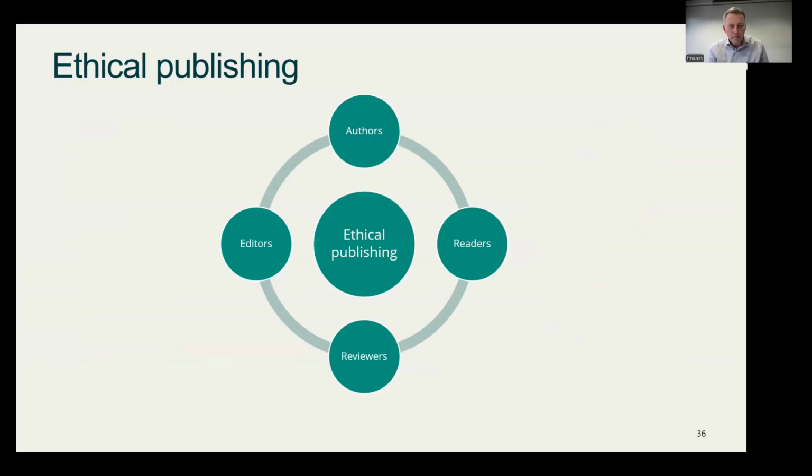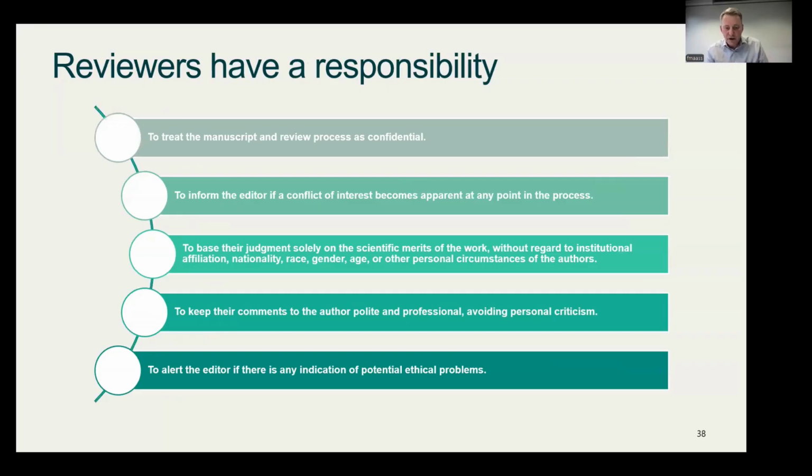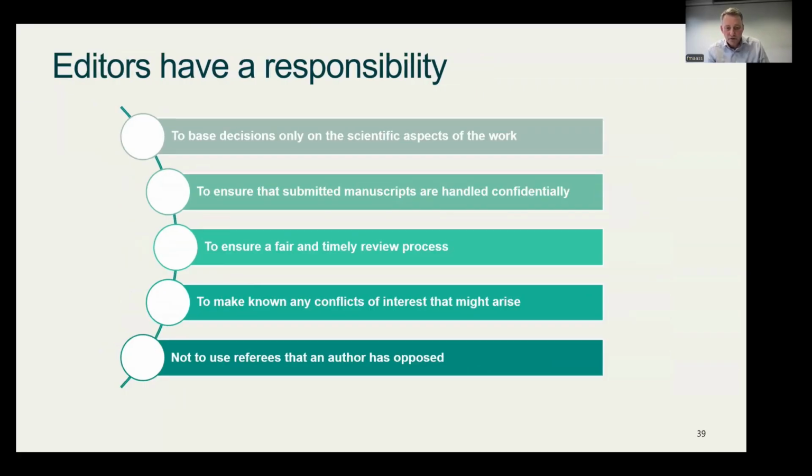A few words about ethics in publishing. Scientific publishing functions because all participants accept certain responsibilities. Authors, for example, must present their research honestly, acknowledge prior work appropriately, and avoid practices such as plagiarism or salami slicing. Reviewers must provide objective, timely, and respectful assessments while maintaining confidentiality.